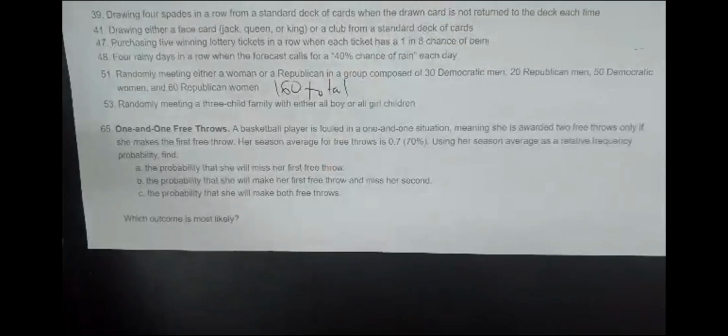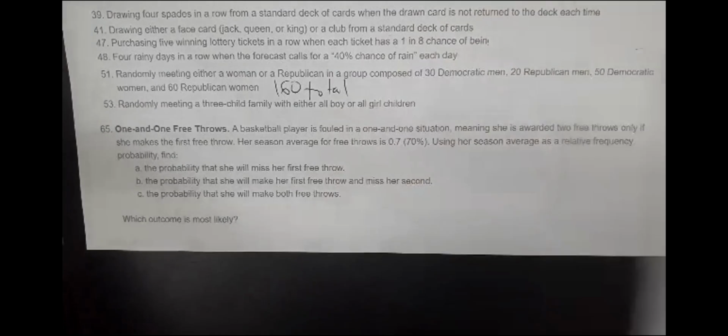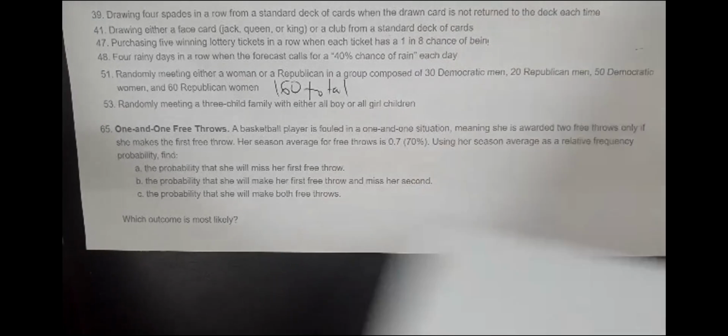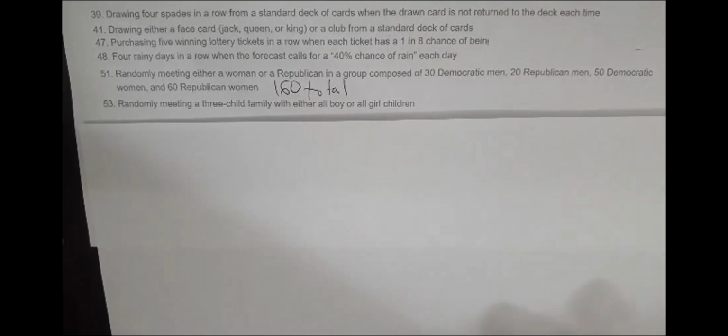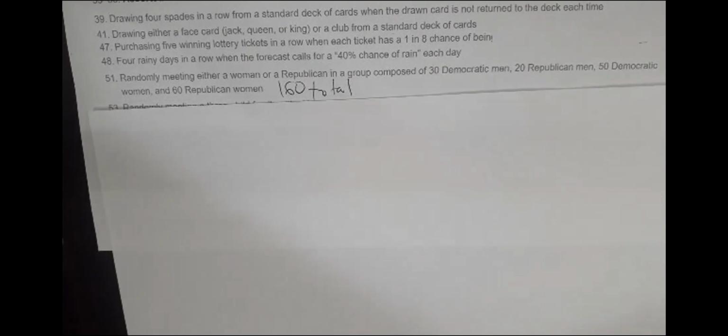One of the things you might want to find here is how many people we're talking about total. And so if they want to know randomly meeting a woman or a Republican, how many times is that going to occur? So the chances of meeting a woman is what? There's a few ways we could do this too.